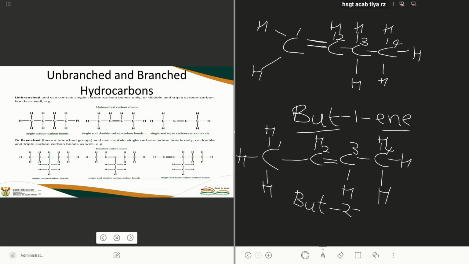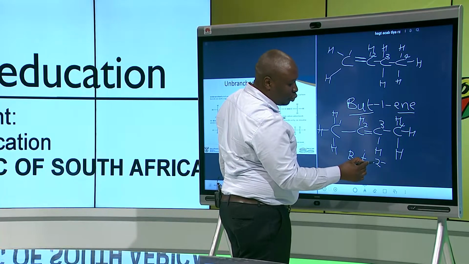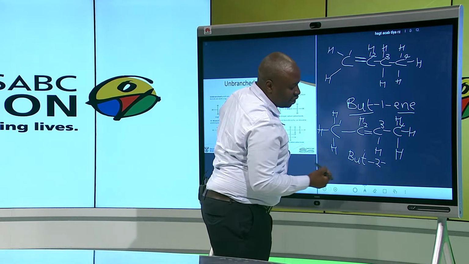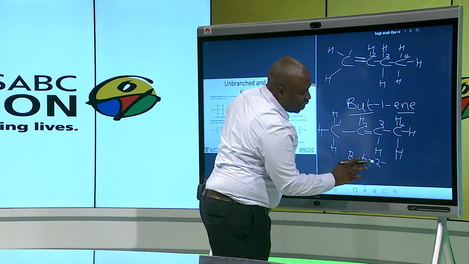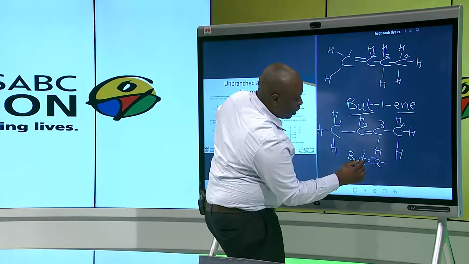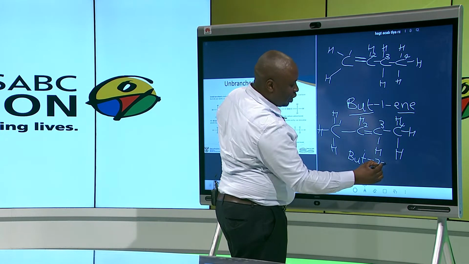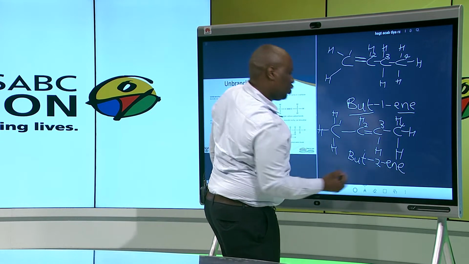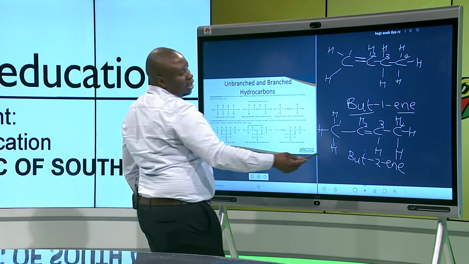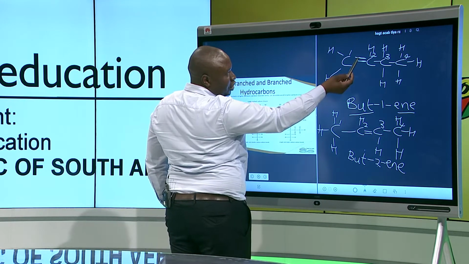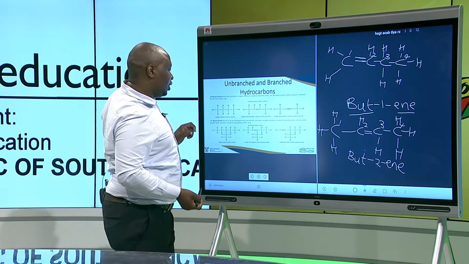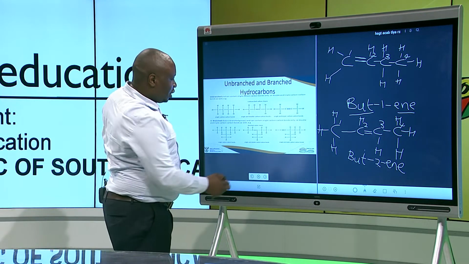See how I'm writing the numbers. Immediately when I introduce the number, between the alphabet and the number, I'm putting a hyphen. So at all times when we're doing the naming, ensure that between the number and the alphabet you put a hyphen. But is alphabet, so I must put a hyphen. Then I indicate the number which is 2, the number where we find the double bond. Then I'll say but-2-ene. So but-1-ene indicates that the double bond is in carbon number 1. On this one, the double bond is in carbon number 2. That's what changes when we go from butene, pentene, going forward.